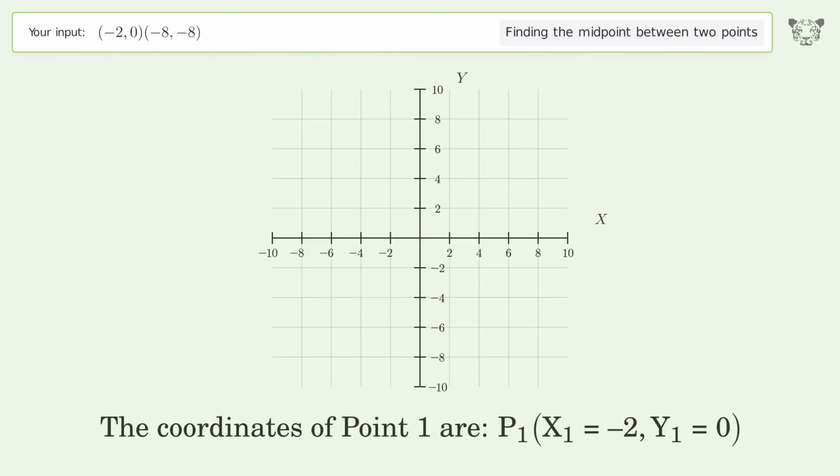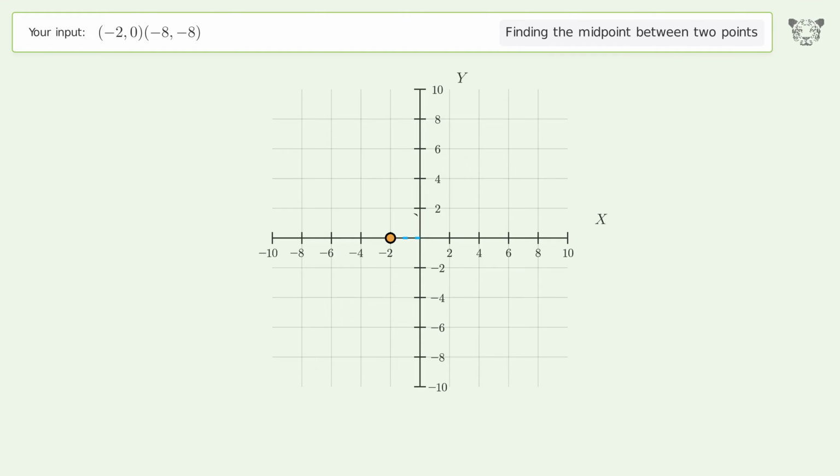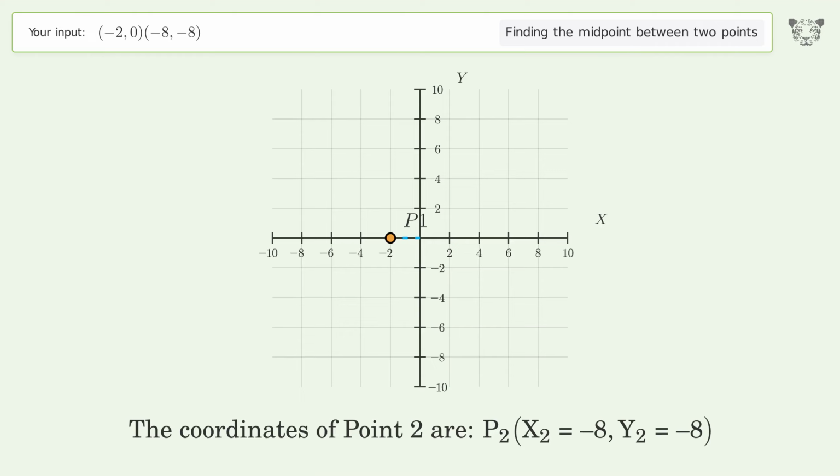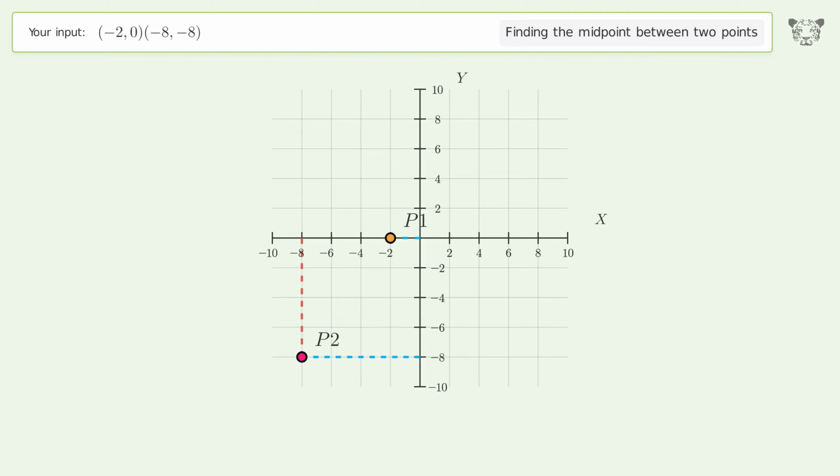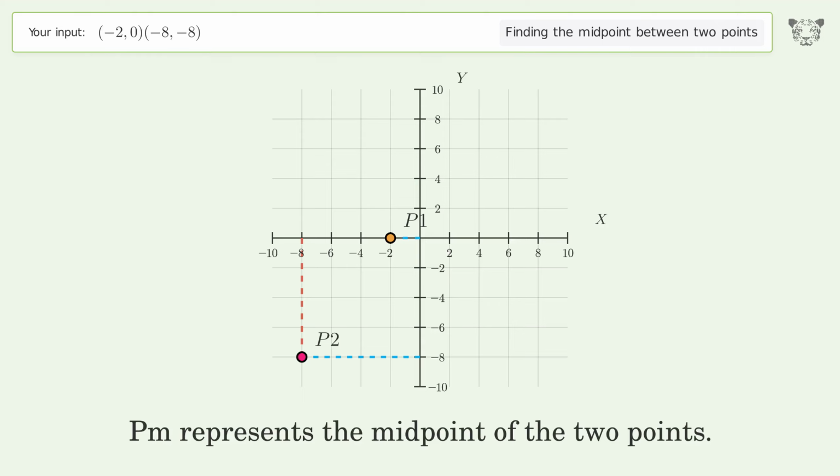The coordinates of point 1 are, x1 equals -2, y1 equals 0. The coordinates of point 2 are, x2 equals -8, y2 equals -8. PM represents the midpoint of the 2 points.